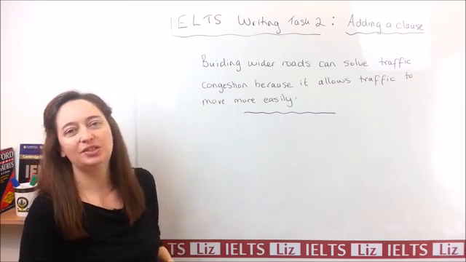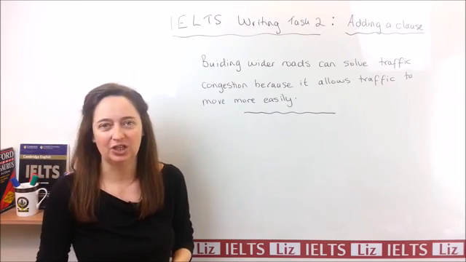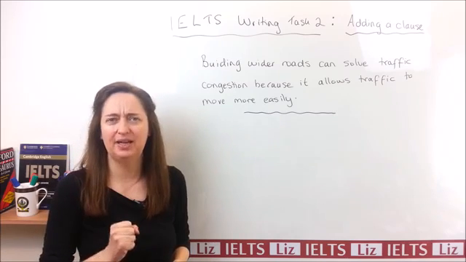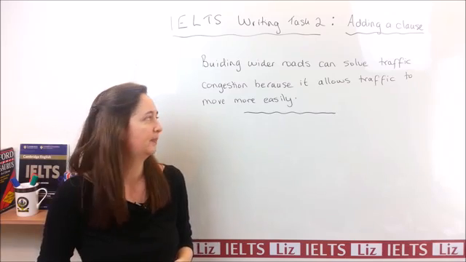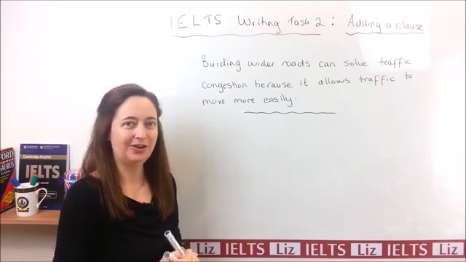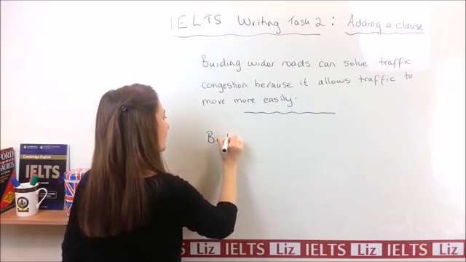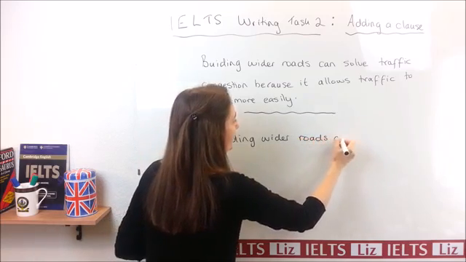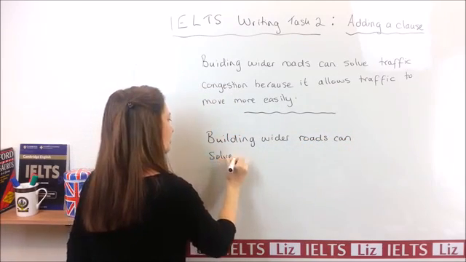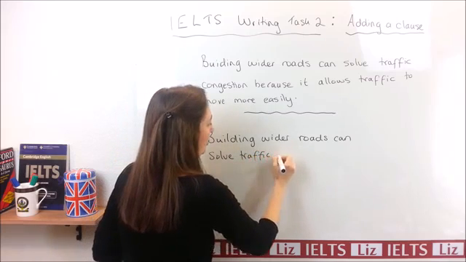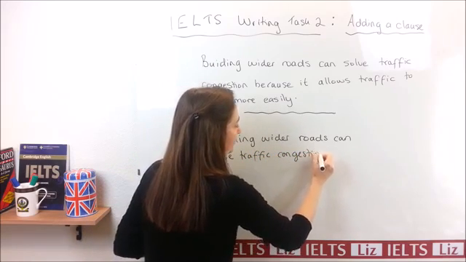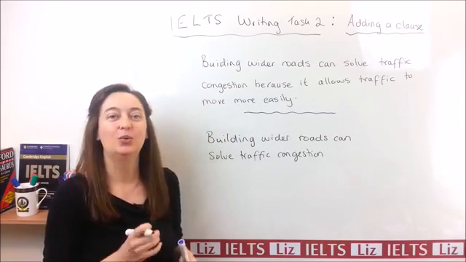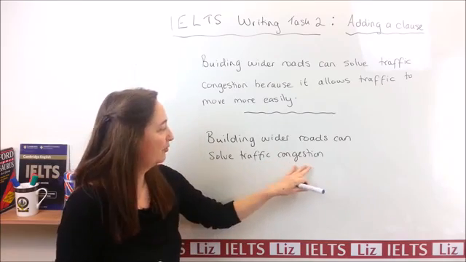Now the clause I want to add is information about traffic congestion. I want to put information about how big a problem traffic congestion is. So let's start writing our sentence. Building wider roads can solve traffic congestion. Now, because the clause is about traffic congestion, we need to start our clause after this.